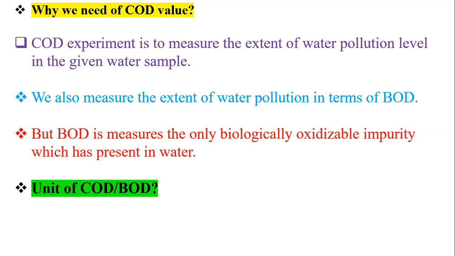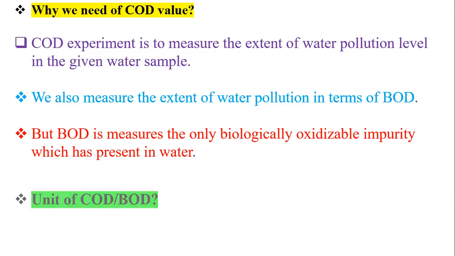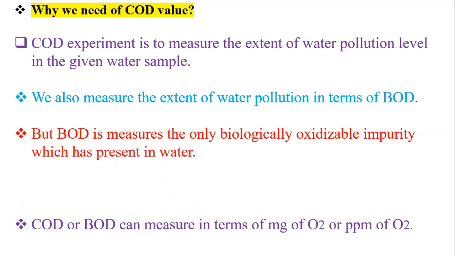Then what is the unit of COD or BOD? Yes, the unit of COD or BOD can be measured in terms of milligrams of oxygen per liter, or ppm of oxygen, that is, parts per million of oxygen.